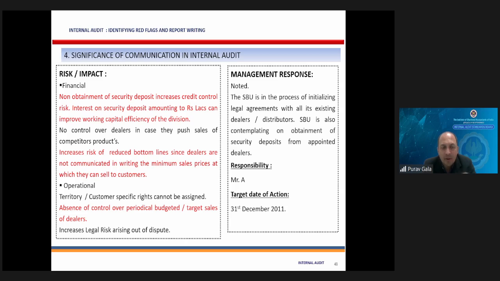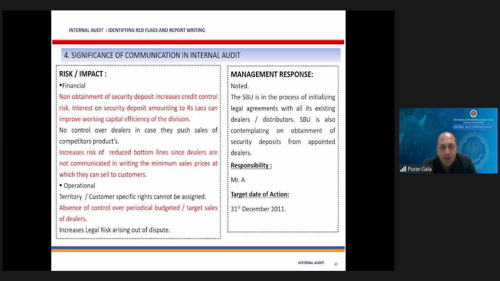Financial, operational. A financial risk is non-obtainment of security deposit, which increases credit control risk. Interest on security deposit amounting to dash lakhs can improve working capital efficiency. No control over dealers in case they push sales of competitors' products. Increased risk of reduced bottom lines since dealers are not communicated in writing the minimum sales price at which they can sell to customers. Operational: territory or customer specific rights cannot be assigned. Absence of control over periodical budgeted target sales to dealers. Legal risk arising out of dispute.